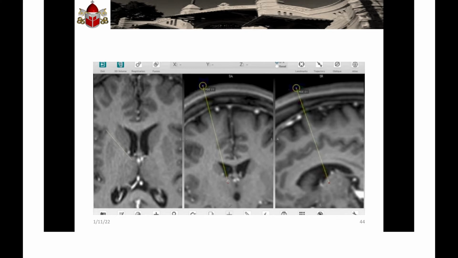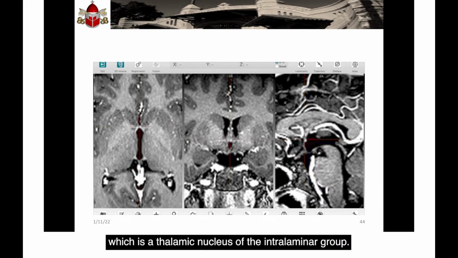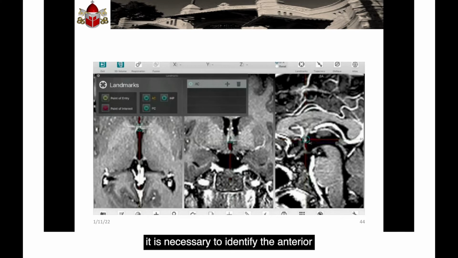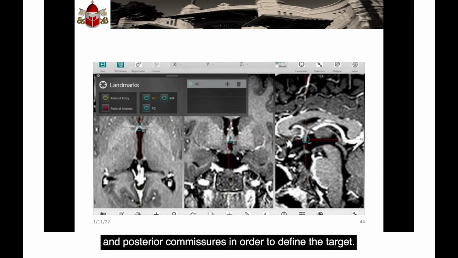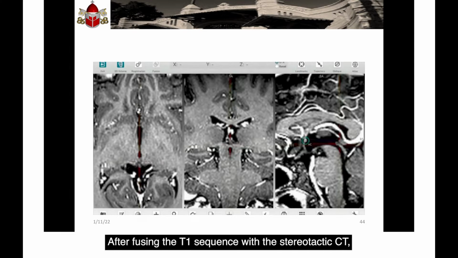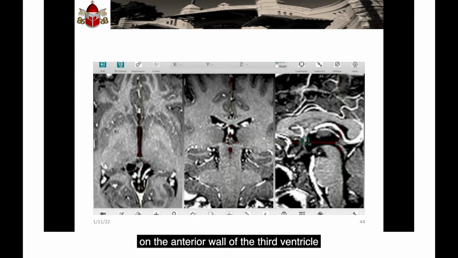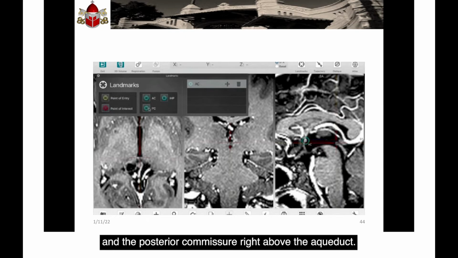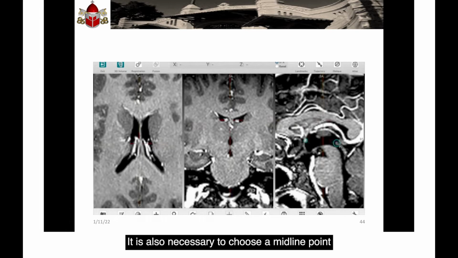Our next target is the centromedian nucleus, which is a thalamic nucleus of the intralaminar group. As it is not directly visualized on the MRI, it is necessary to identify the anterior and posterior commissures in order to define the target. After fusing the T1 sequence with the stereotactic CT, the anterior commissure is visualized on the anterior wall of the third ventricle and the posterior commissure right above the aqueduct. It is also necessary to choose a midline point to correct the alignment of the images.